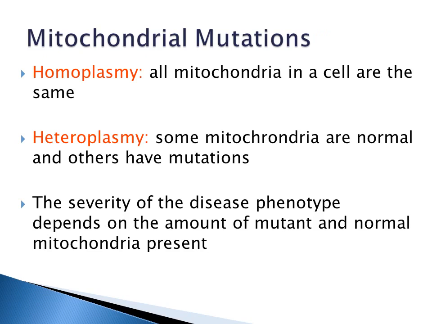In mitochondrial mutations, you could have homoplasmy, where all mitochondria in a cell are the same, or heteroplasmy, where some mitochondria are normal and others have mutations. The severity of the disease phenotype depends on the amount of mutant and normal mitochondria that are present.